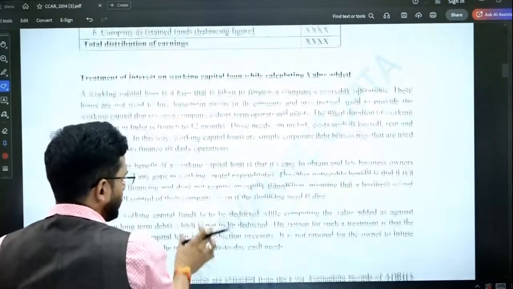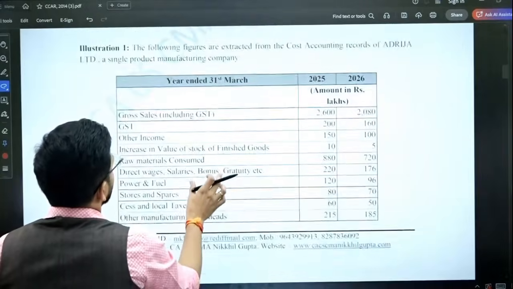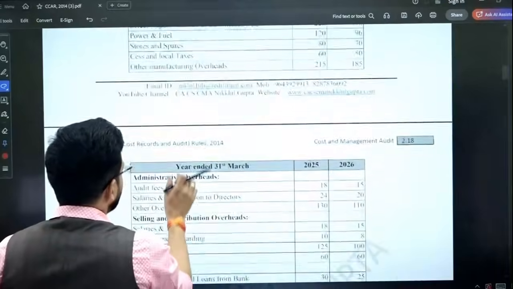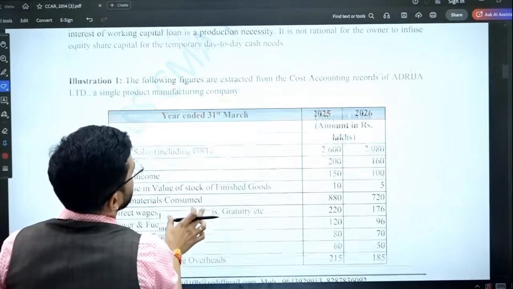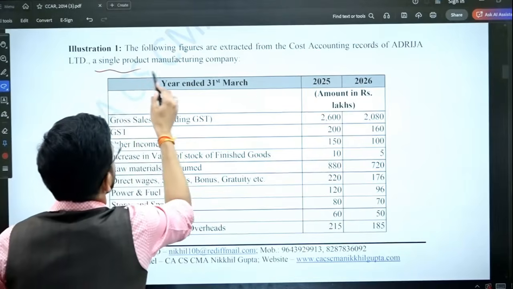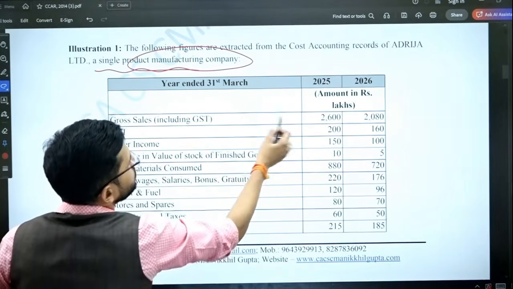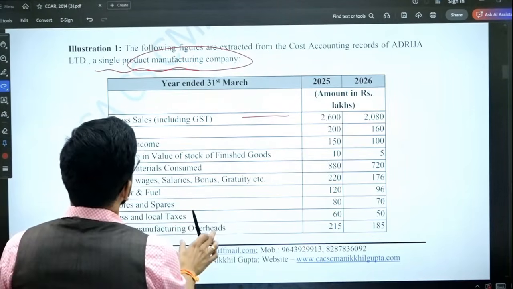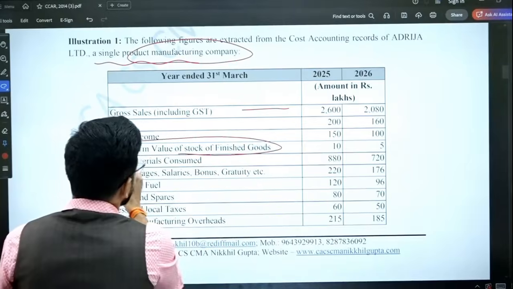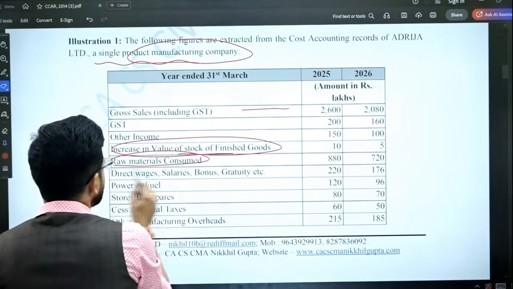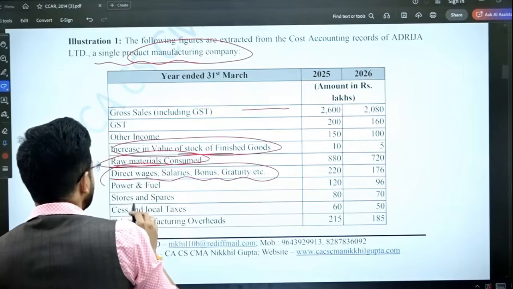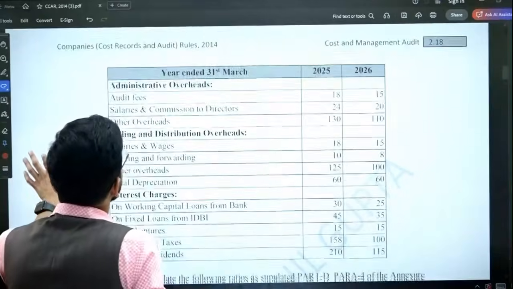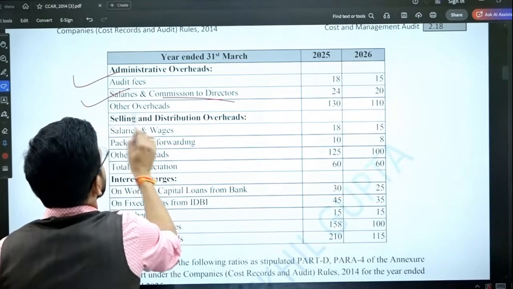Now let us start one question, and then we will be able to understand the concept better, guys. All right, illustration number 1. The following figures are extracted from the cost accounting records of Adrija, a single product manufacturing company. Gross sales are given to you for 2025-2026. Then GST numbers, other income, increase in value of finished stock, raw material consumed, direct wages, salaries, bonus, gratuity, power and fuel, stores and spares, cess and local taxes, other manufacturing overheads, administrative fees, audit fees, salary, commission to directors and other overheads are given to you.